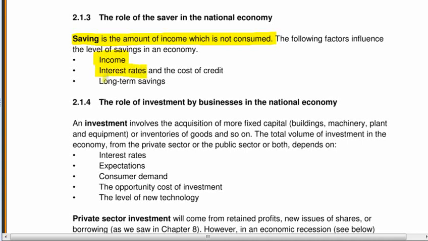Interest rates will affect the level of saving, won't they? If interest rates go up, the return on saving improves, so we will all be incentivized to put more money in the banks. While interest rates are very low, maybe you think, well, we might as well spend it then. It's going to earn nothing sitting in the bank, so I might as well go on that foreign holiday that I've always wanted to go on.